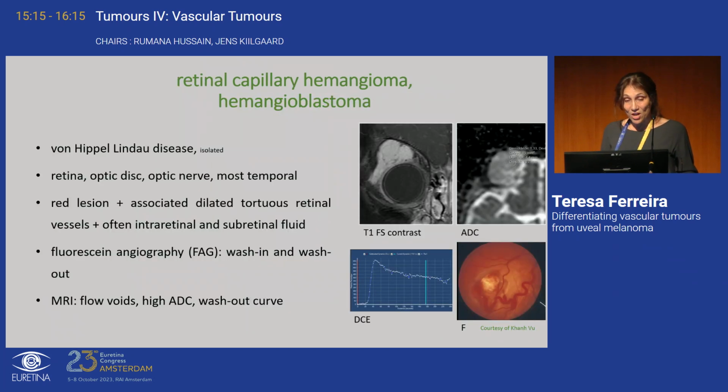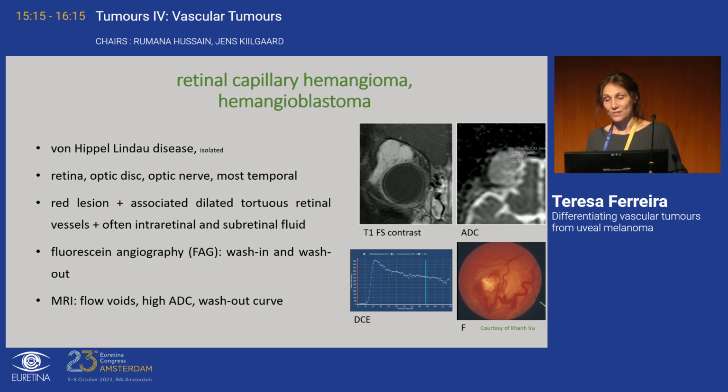Retinal capillary hemangiomas exist frequently in the context of von Hippel-Lindau disease, but they can also occur isolated. They are described in the retina, but also in the optic nerve. When intraocular, they are most frequent temporal. Clinically, you see these dilated and tortuous retinal vessels, and in angiography, you also see wash-in and wash-out of contrast. I do not have an image of a retinal capillary hemangioma, and they are also not available.